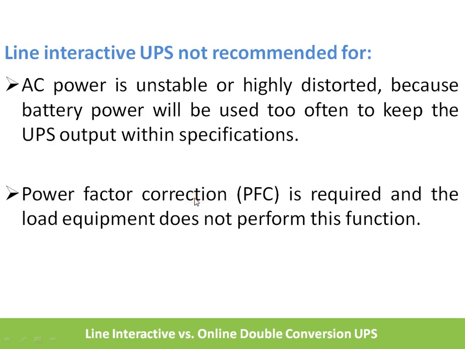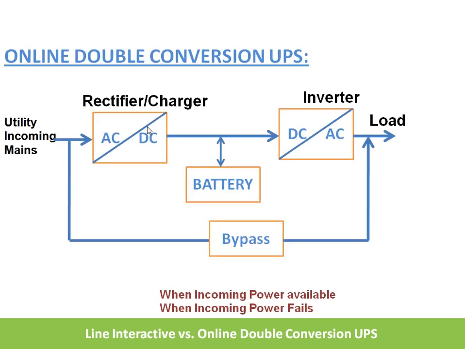The advantage of power factor correction is that it reduces the unwanted reactive power, the total harmonic distortion is reduced, and the noise is also reduced. This is the block diagram of an online double conversion UPS system.